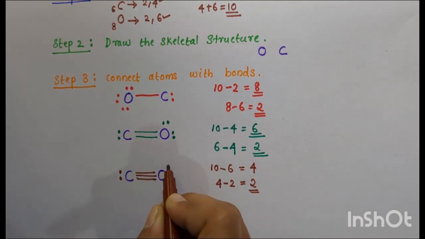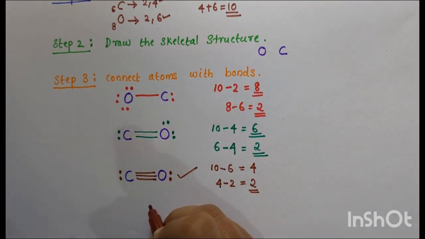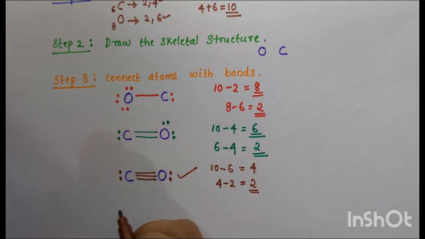So now this is the Lewis structure for the carbon monoxide molecule. The Lewis dot structure for the carbon monoxide molecule is this. I hope it is clear to you.